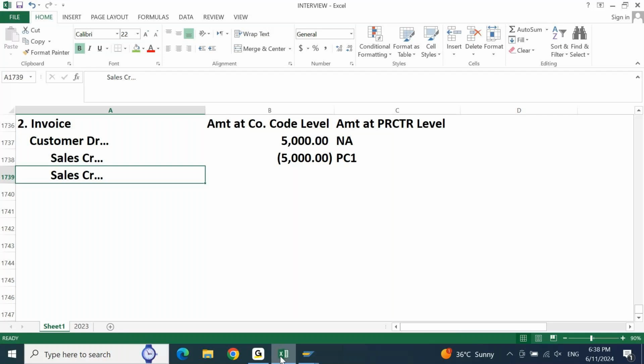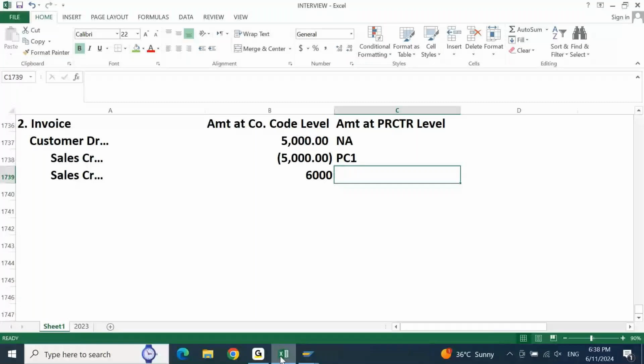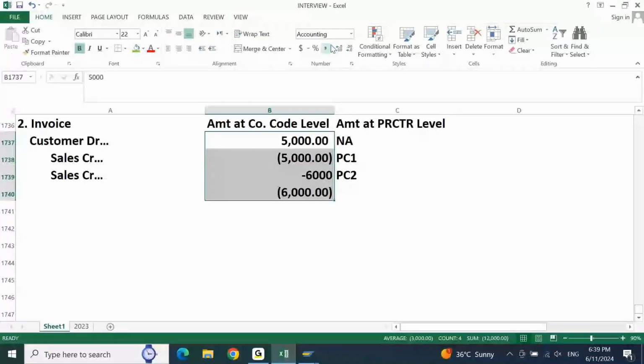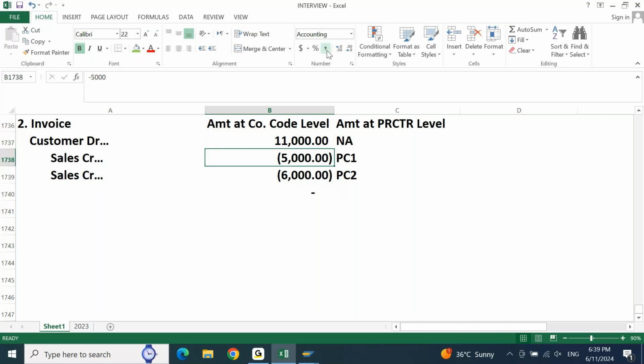I'll take 5,000 and then I'll take 6,000. Here I'll take profit center 2, and here profit center 2. If I put negative and do a total, I'll have to make sure this is the accounting format. And this will be 11,000. Now the accounting entry has become 0.